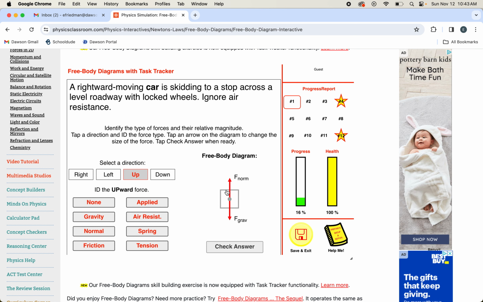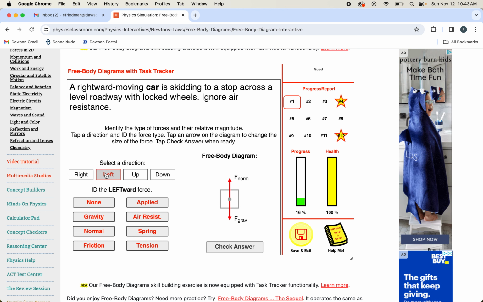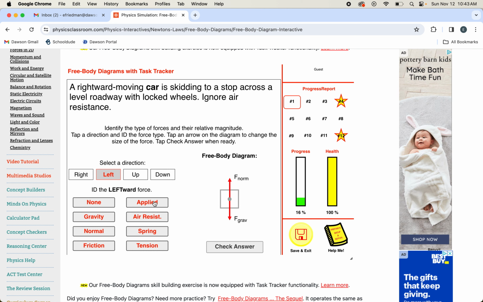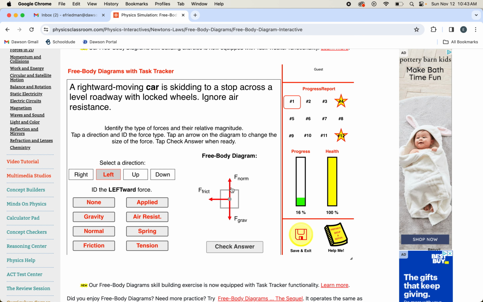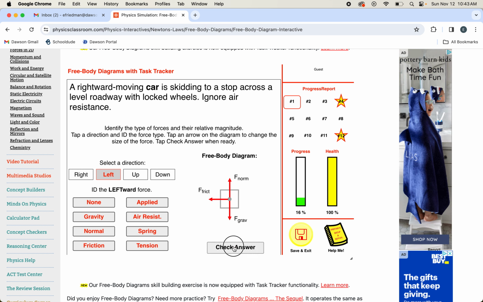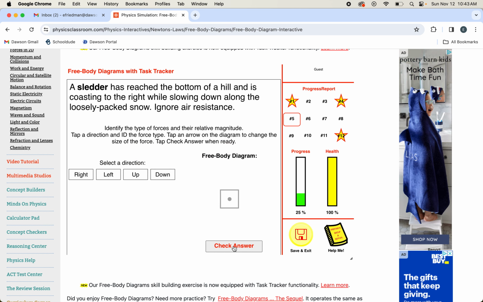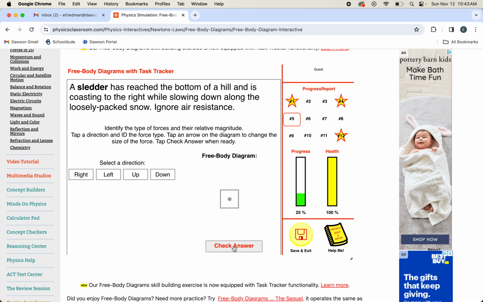We want to have something pointing to the left here. So left. And of all my choices, it's not gravity, it's not normal, it's not a spring, it's not an applied force, it's friction. Friction is slowing it down. It's skidding to a stop. Now it actually doesn't matter whether I have this one longer or shorter. It's going to give me the right answer as long as these two are balanced. So I could have both of these long or I could have both of them short. And if they're balanced, then I should get it. Okay, good.